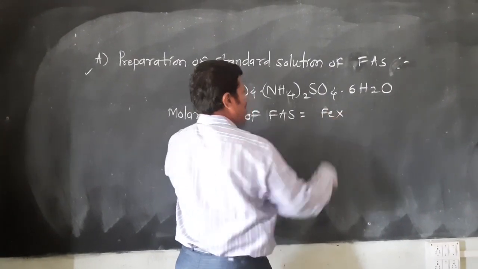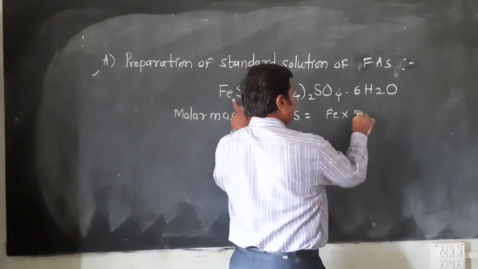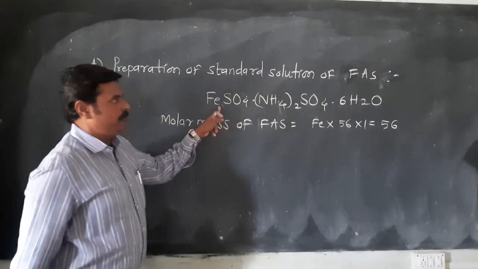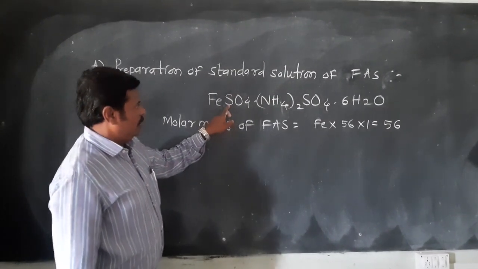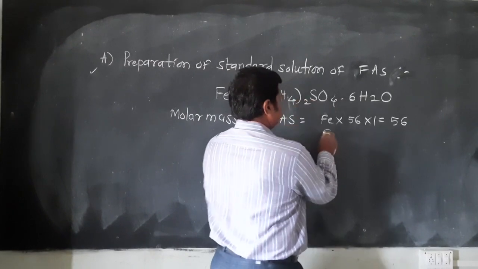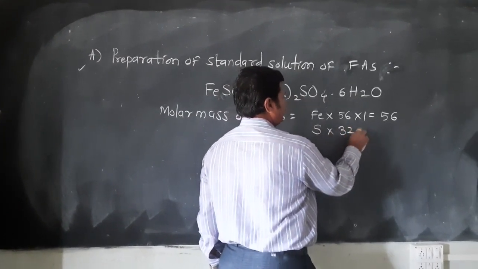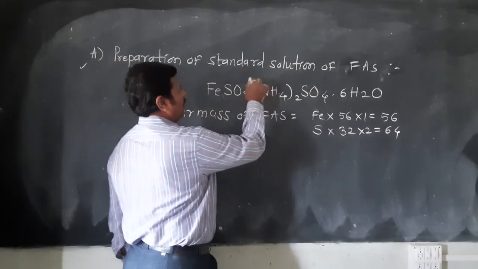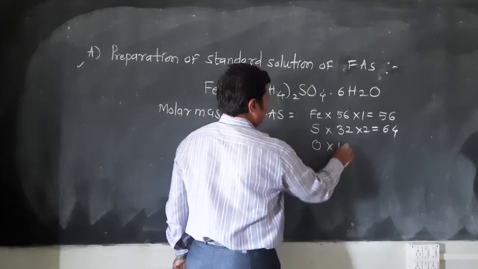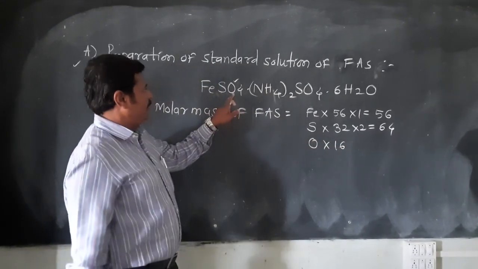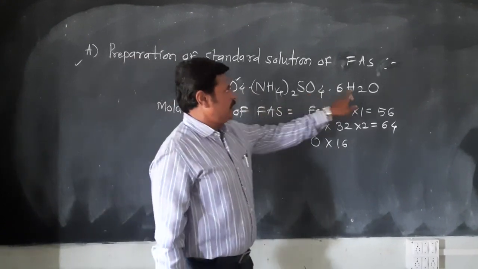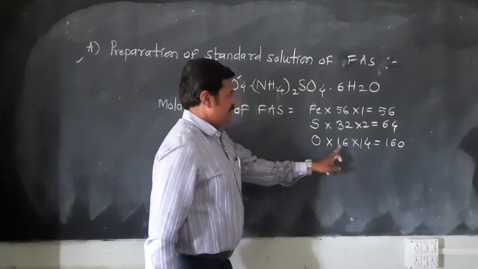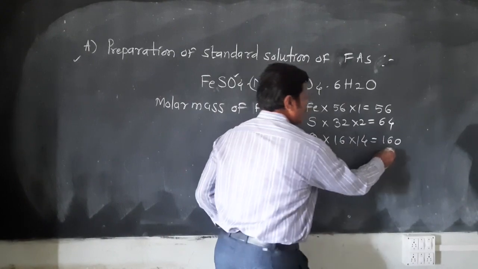Iron, atomic weight of iron is 56, number of atom 1, it becomes 56. Sulfur, atomic weight 32, number of atom 2, multiplication 64. Then oxygen, atomic weight 16, number of atoms 4 plus 4, 8 plus 6, 14. 16 tens are 160, 16 fours 64.